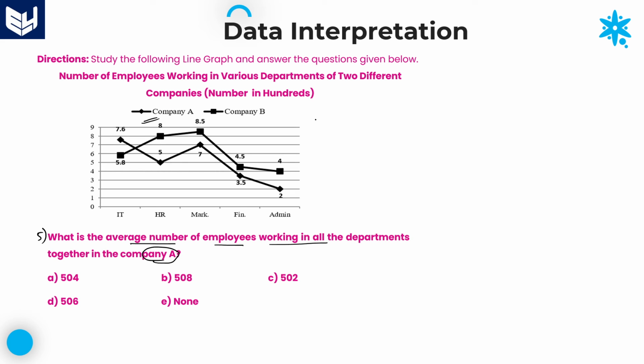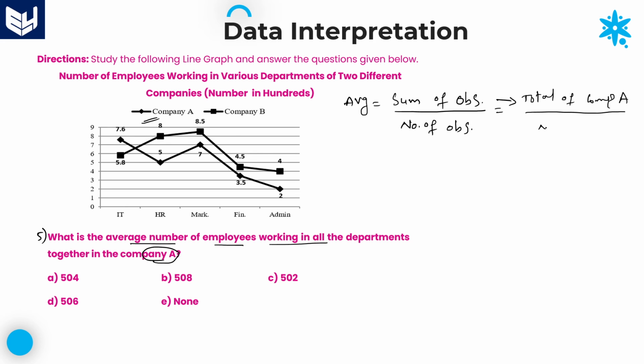Here, as we all know, average is equal to sum of observations divided by number of observations. Now the sum of observations is nothing but the total employees of company A, divided by the number of departments. That will give you the average of the given values, the average of company A.